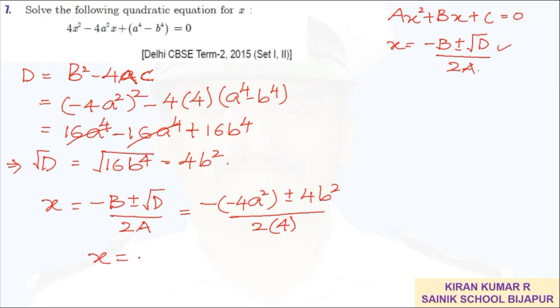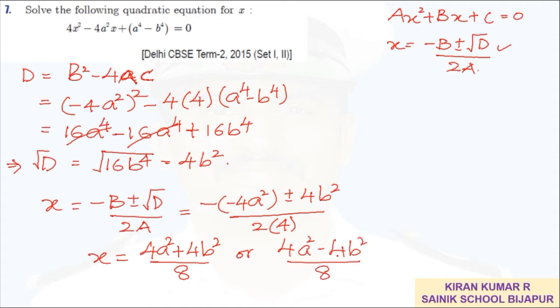So the x values are 4a square plus 4b square divided by 8 and 4a square minus 4b square divided by 8. Or else we can write the same thing as x is equal to (a square plus b square) by 2 or (a square minus b square) by 2. These are the roots.